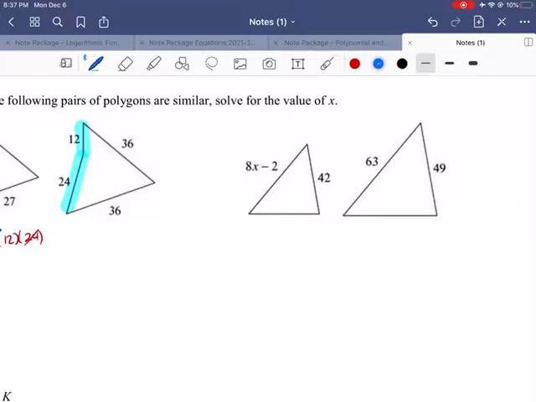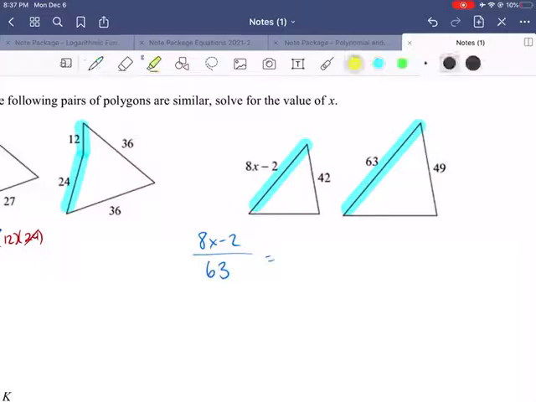Okay, so solve for the value of x here. This is our unknown, so we're going to start with the unknown side over its corresponding side, so 63, and compare that to 42 over 49.